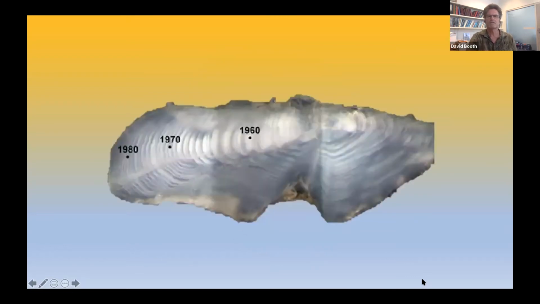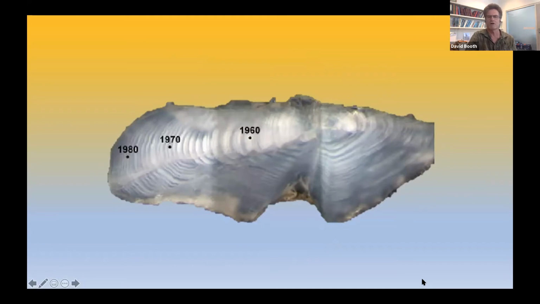Here's another one. That's actually an ear stone of a very large fish, and the rings there are put down every year. They're called annual rings, and you can see this particular fish has been dated, so each of those dots represents a year back in time. So there are rings put down by that fish in 1960, etc.